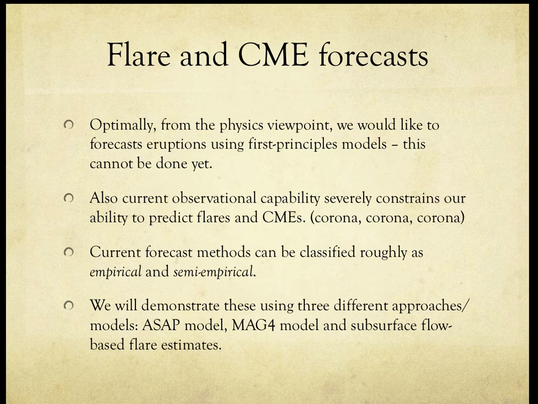Another problem that we have is that our current observational capability is quite severely constrained. An especially big constraint is the lack of coronal, solar atmospheric magnetic field observations. We really need information about this magnetic field and the plasma configurations in the corona that we would have to feed to these predictive models to provide this first principles type of capability to predict the flares and coronal mass ejections. So still both the physics and observational capability are lacking from the viewpoint of getting an ultimate flare prediction capability.